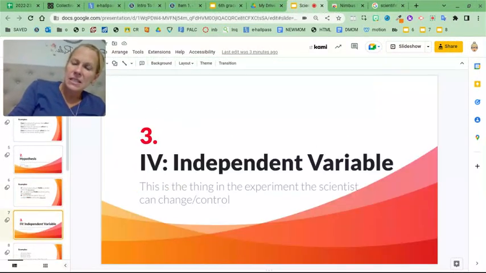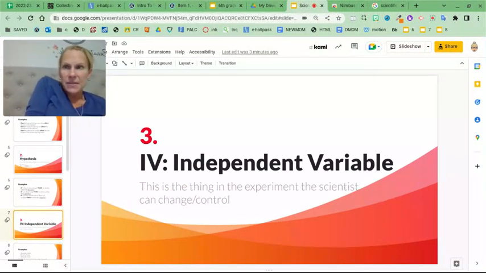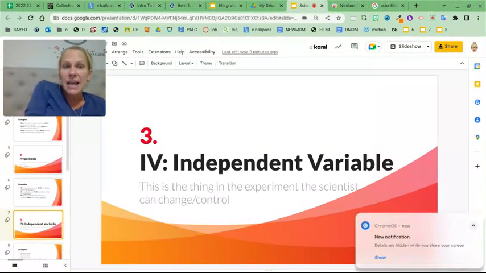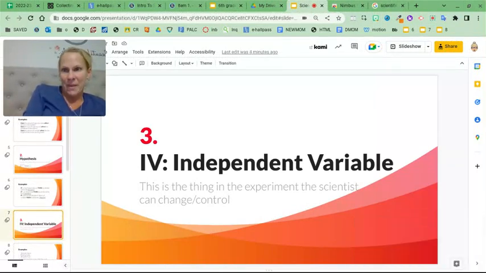Next up. The next part is while we're doing our experiment to test our hypothesis, because we don't know if our hypothesis answer is correct. It's a guess. It's an educated guess. We've done research. We think it's the correct answer, but we're not sure. So we have to do an experiment. In our experiment, we need two variables. We need the independent variable and we need the dependent variable.